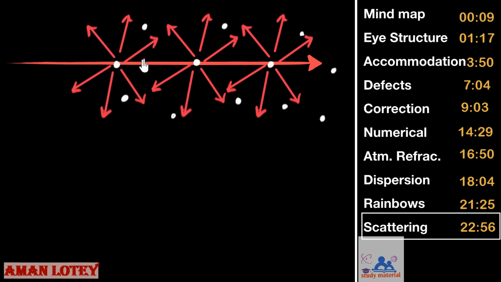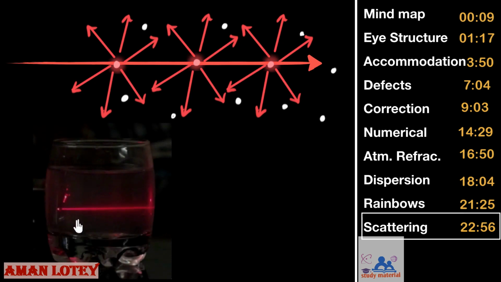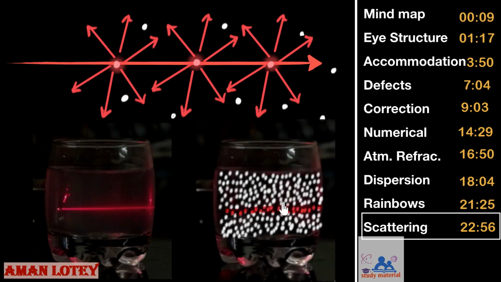And now since these particles are scattering red light in all directions, these particles will glow red when you look at them from any direction. And this is why when I shine my laser through water, which has a little bit of milk in it, we can see the beam of light. That's basically because the milk particles in the path of that light are scattering that light in all directions, and that's why they're glowing red. This phenomenon of seeing the beam of light due to scattering is called Tyndall effect.